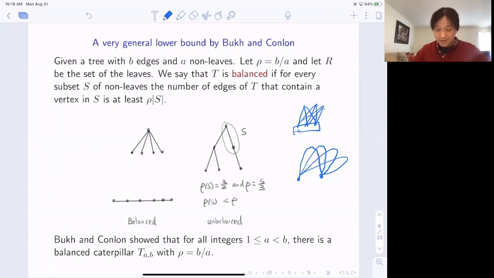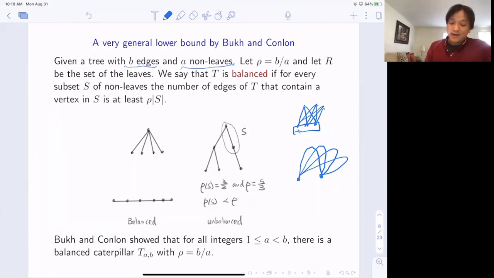Indeed, that's their result. To discuss the results, I need to introduce some terminology. Suppose I give you a tree with b edges and a non-leaves. I'm going to define this parameter rho to be b over a. You can think of this b over a as the number that tells you, if you delete all the non-leaves, how many edges do you lose per vertex? You lose b over a edges per vertex. So think of this parameter in this way.